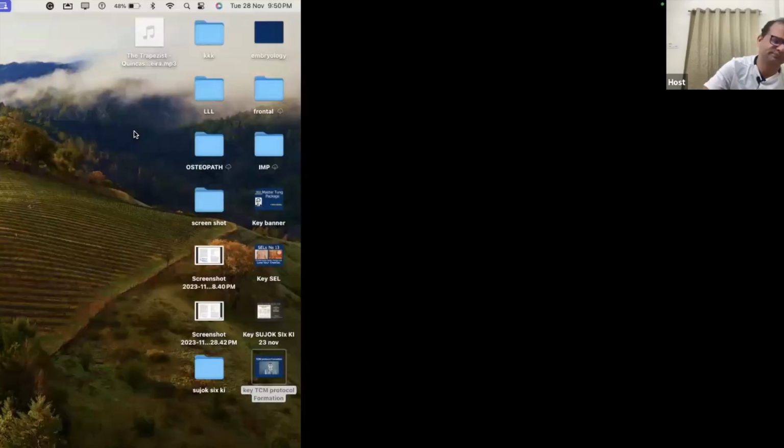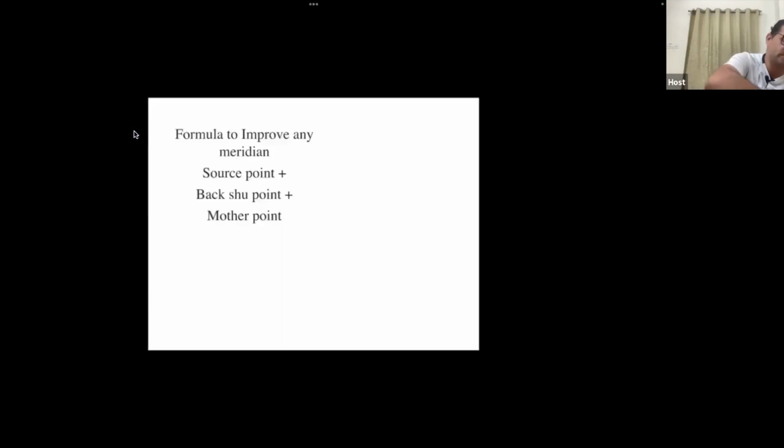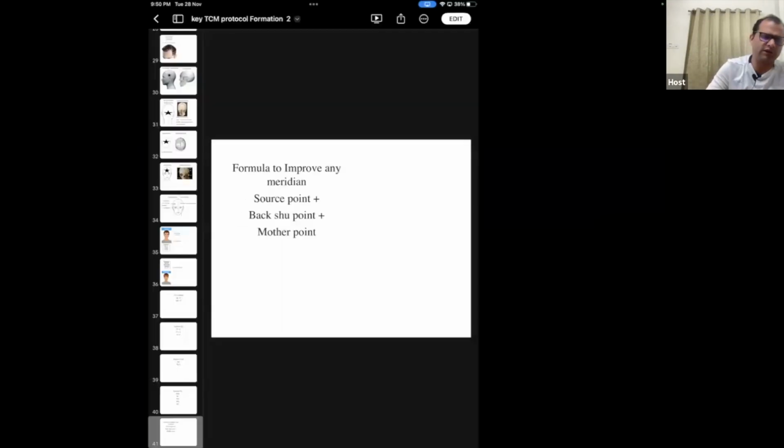Got it? So now I'm coming to the point. If I want to work on any meridian, I will take 3-4 points and I will improve the meridian. What are the 3-4 points? Let's see here. So look here. Formula to improve any meridian.